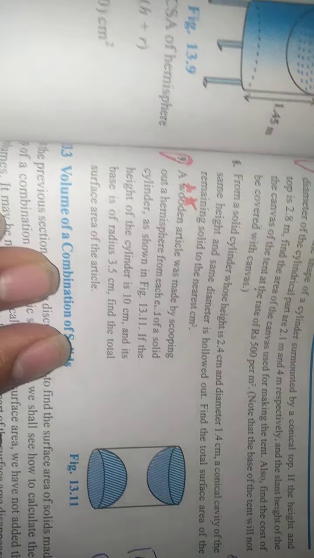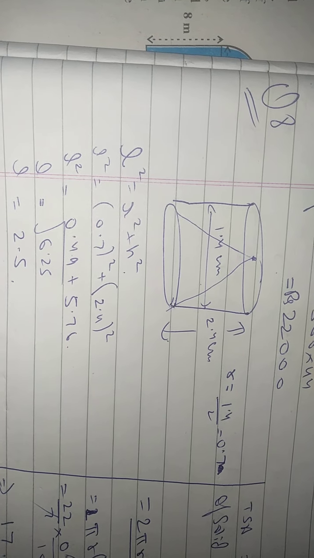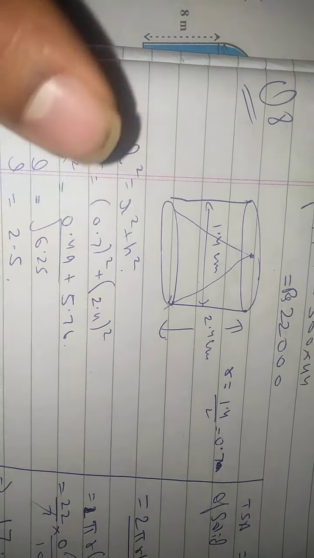Now look at the answer. This is the cylinder and the cone is hollowed out. Height 2.4, diameter is 1.4, so radius is 0.7. So the cone is there, I find l. l square is r square plus h square. The value of r is 0.7, h is 2.4, squares 0.49, 5.76, total 6.25. When we add, you will get 6.25, and the square root is 2.5. Clear? The value of l we get.